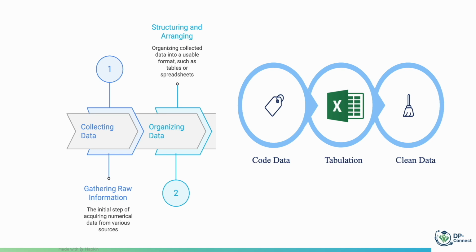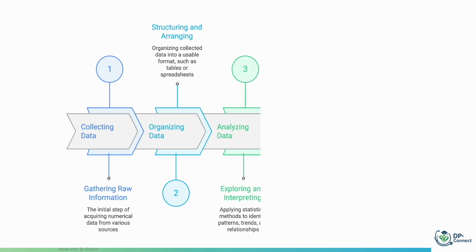Cleaning of data refers to checking the data for errors, missing values, or inconsistencies. This includes correcting wrong entries, handling missing data, and removing duplicate records. After coding and cleaning, data is then arranged into tables and spreadsheets. Organizing data in this way reduces complexity, improves accuracy, and prepares the data for analysis. Once data has been collected and properly organized, we then move on to analyzing the data. At this stage, we try to understand what the data is actually telling us by applying different statistical methods.